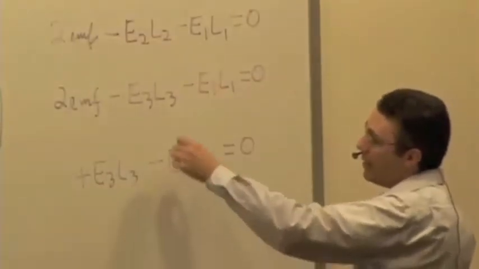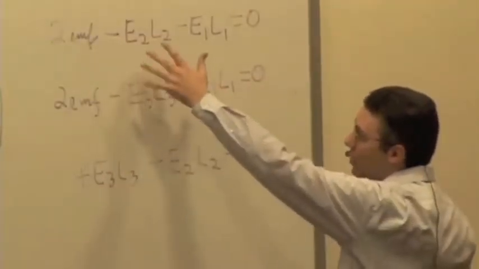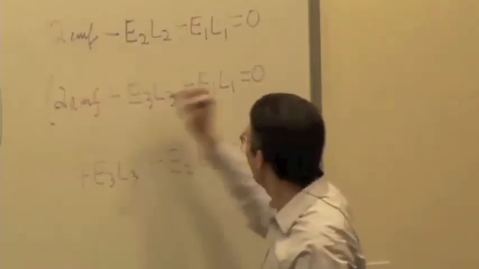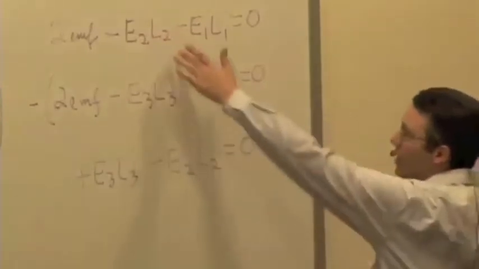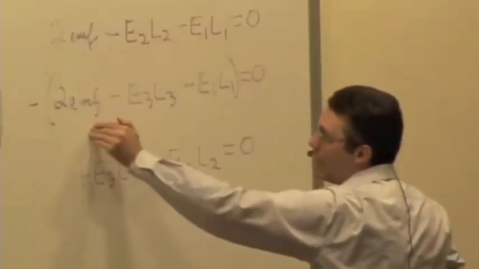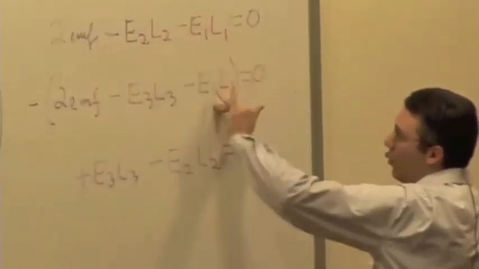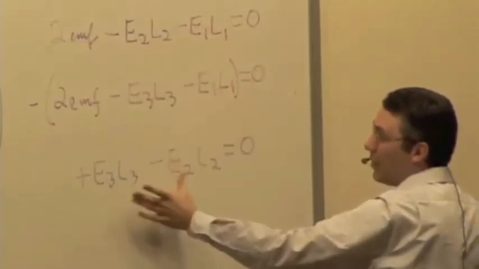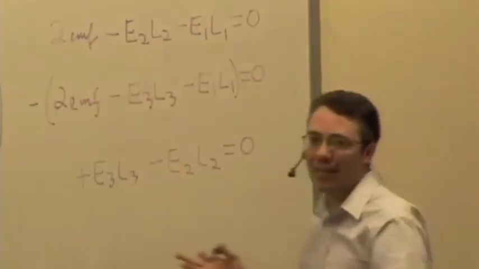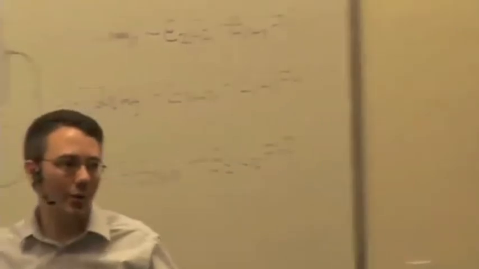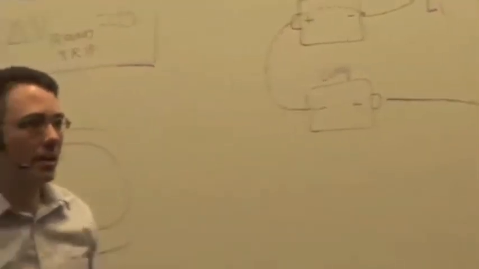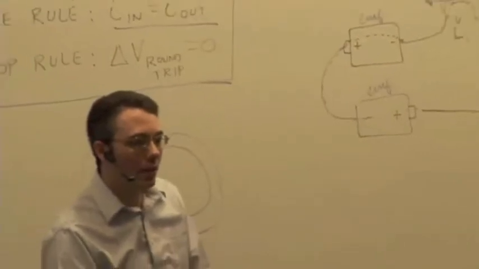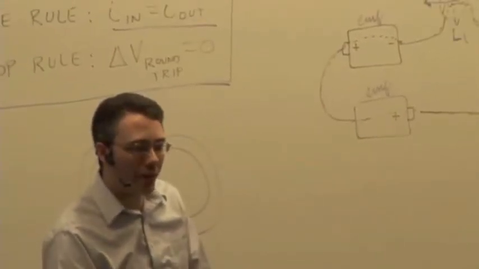You could subtract this equation from this one, both sides. The EMFs would go away, E1L1 would go away, and you'd be left with this third equation. Okay, so if you can get the third equation from the first 2, you don't have enough to solve the system. So what else do we need in order to do this?